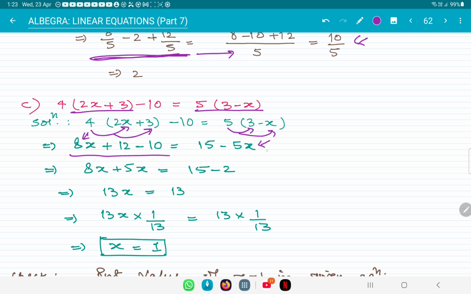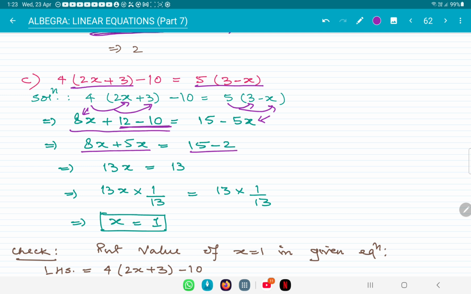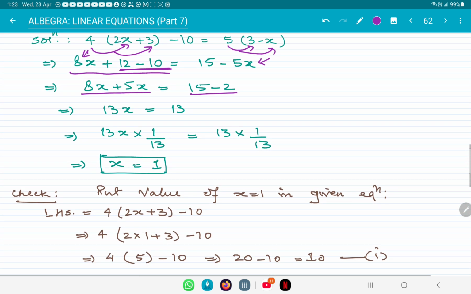Now 8x and 5x, they are like terms. So on transposing it will become 8x + 5x, and here it will become 15 - 2, because 12 minus 10 is 2, and when it comes on the right hand side, it will become minus 2. So 13x = 13. Now eliminate 13 from this, so we get x = 1.